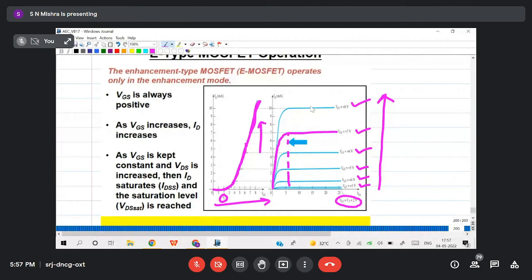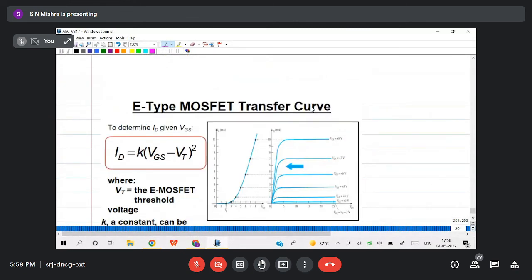So it is an enhancement mode type of operation. Just remember, for depletion type, current is decreasing and increasing, so both depletion mode and enhancement mode can be operated, but enhancement type means it is only increasing. VGS positive, the current will increase.